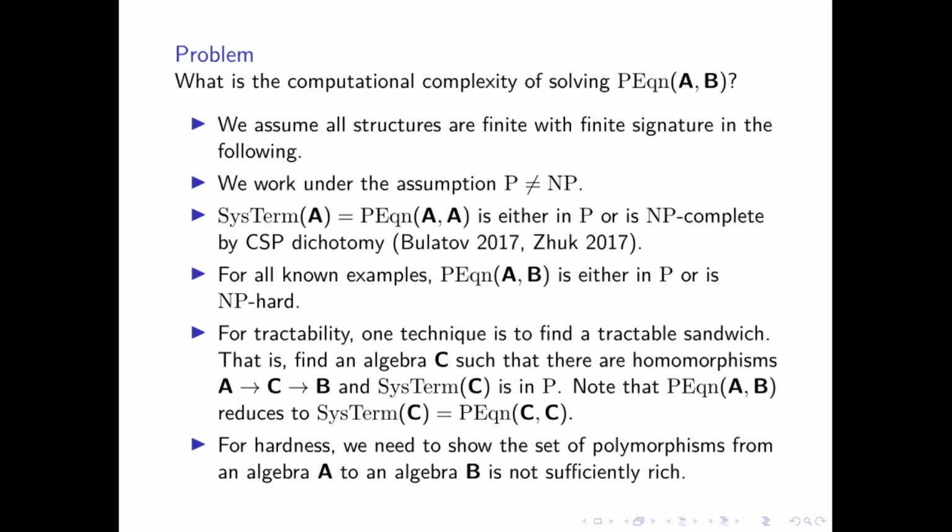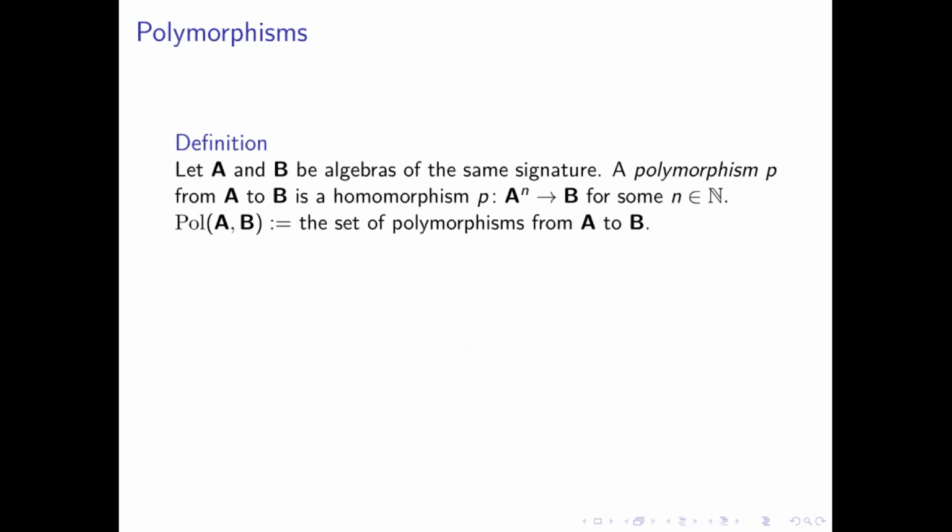Okay. For hardness of a promise system of equations, you need to look at the set of polymorphisms from an algebra A to an algebra B. You need to look at how rich that is. Okay, so polymorphisms, probably you're used to seeing polymorphisms from a power of A to itself. The more general definition is you just have two algebras, A and B. The polymorphism is exactly what you would expect, just a homomorphism from a power of A into B.